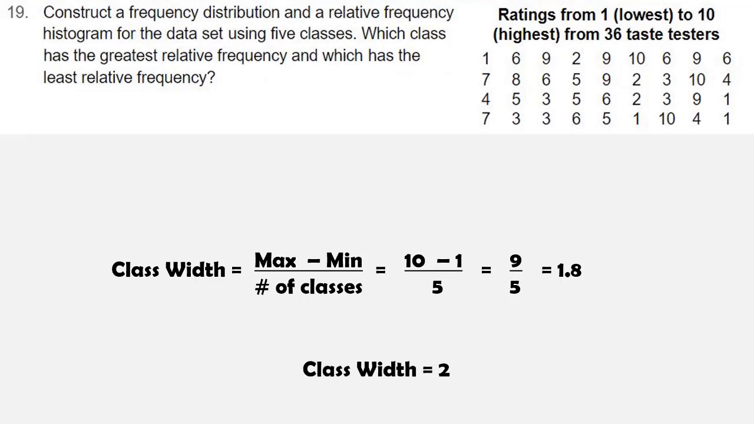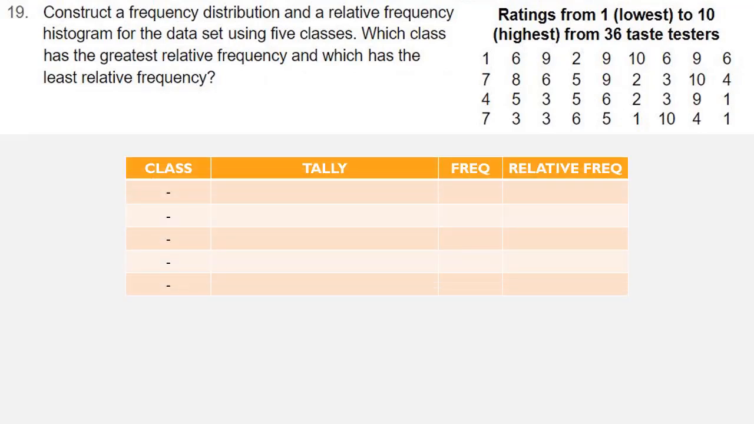Once we have our class width, we can form our frequency distribution. So we'll start by defining our classes. Remember that the first class always begins with the minimum data value, so the first class will start with 1. Then, to get the beginning value for each subsequent class, we add the class width. So the class width was 2, we add 2 to 1 and get 3, add 2 again and get 5, then 7, then 9. So that's where all of our classes begin.